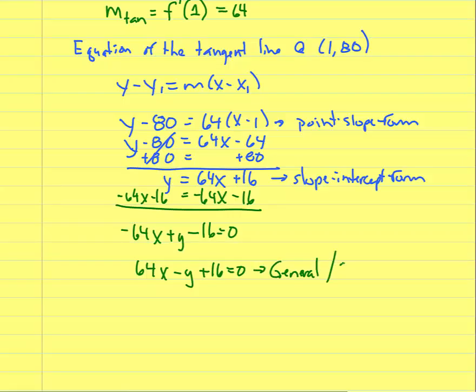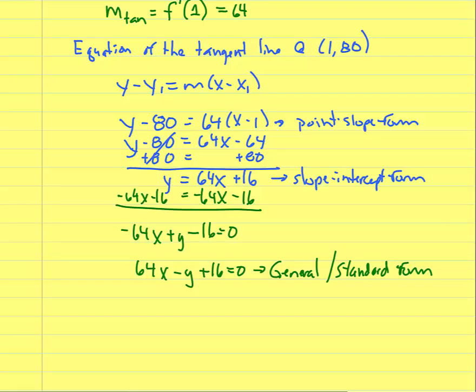or standard form. So no matter what form you're asked to write your equation in, you need to make sure you know point slope. That's because you're given a point and a slope. Slope-intercept gives you your slope as 64 and your y-intercept as 16. And this is called your general or your standard form. So it's good to be familiar with all of those.